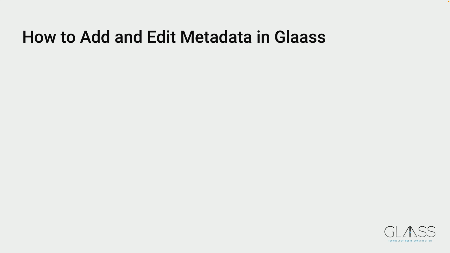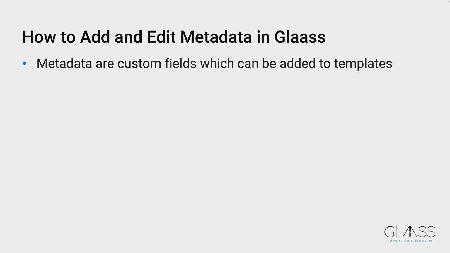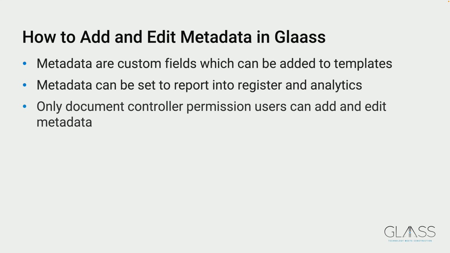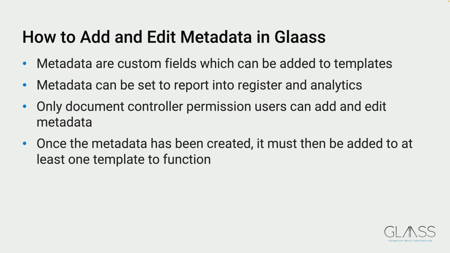That was a step-by-step guide on how to add and edit metadata in Glaass. Metadata are custom fields which can be added to templates. Metadata can be set to report into Register and Analytics for your reporting purposes. Only document controller permission users can add and edit metadata in the project. Once the metadata has been created, it must be then added to at least one template to function, and then at least one case must be created for that metadata to appear in Register and Analytics.